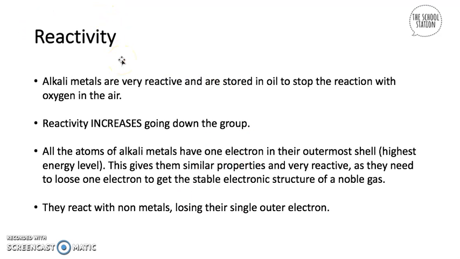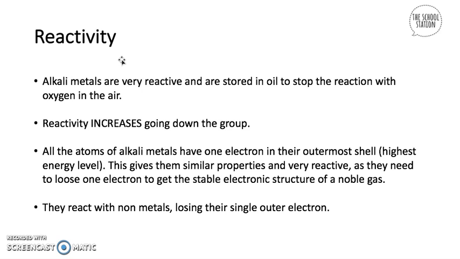Since they have 1 electron in the outermost shell, they can just lose this one electron, and they will get the stable electronic structure of a noble gas. We'll be looking at this more later on, but atoms either have to give away electrons or take electrons, and in the case of alkali metals, they just give 1 electron away and get a stable electronic structure of a noble gas. And last of all, they also react with non-metals, losing the single outer electron, and they become very reactive.